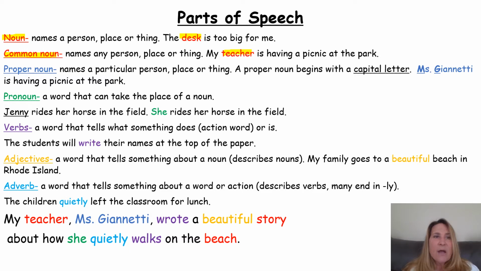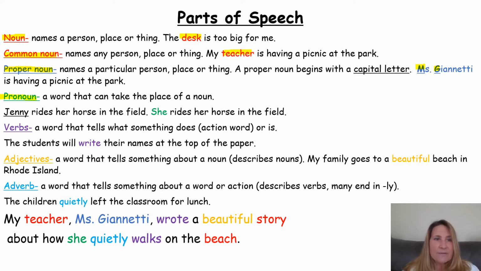Then you have proper nouns. Proper nouns name a particular person, place, or thing. A proper noun begins with a capital letter. Miss Gianetti is a proper noun. It's naming me. And notice, Miss begins with a capital and Gianetti begins with a capital. Proper noun names a particular person, place, or thing. Miss Gianetti is having a picnic at the park. Miss Gianetti is the proper noun.